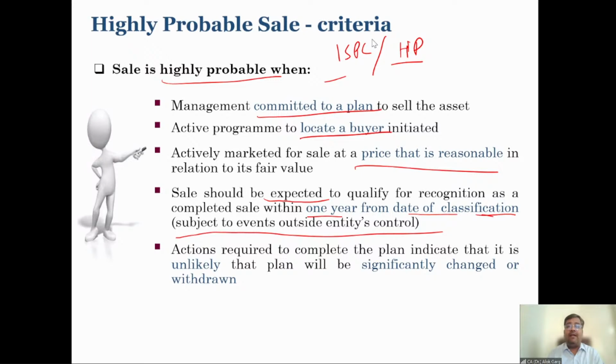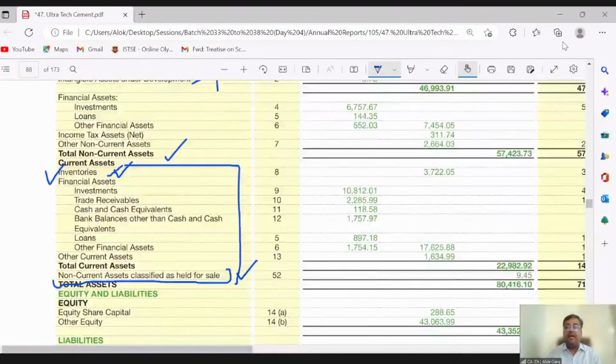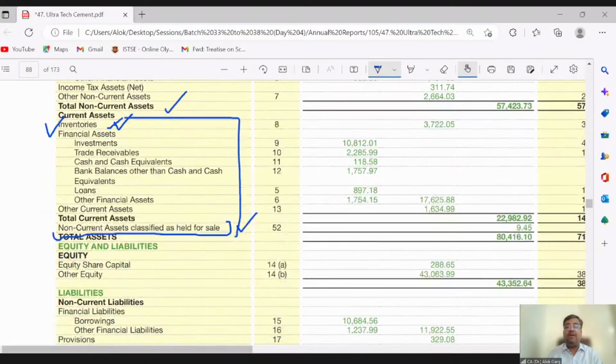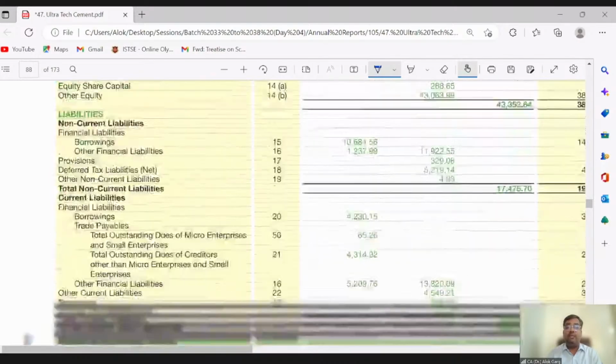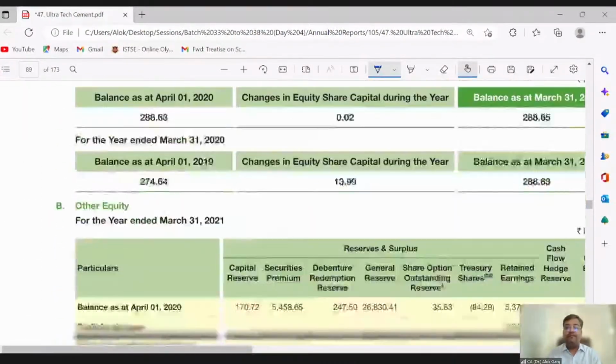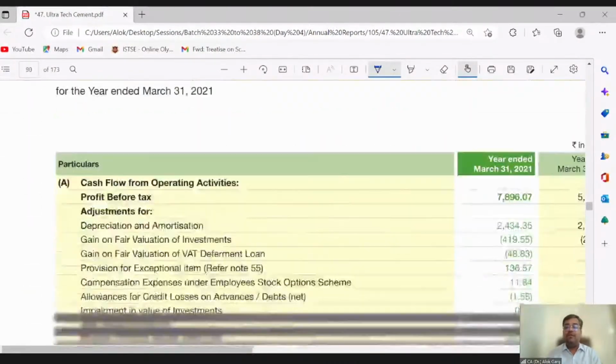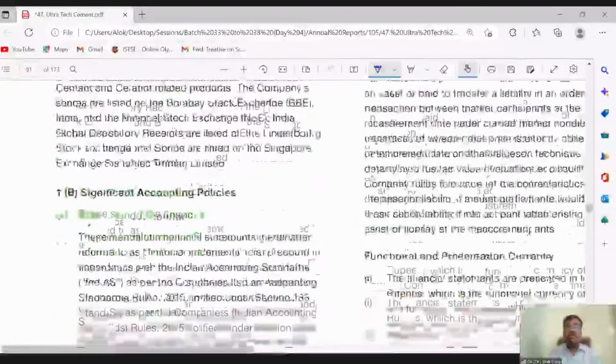And before moving into that, again, let me show you the Ultratech Cement balance sheet once again. Okay. And this time I'll go to the accounting policy of Ultratech Cement and note number 52 as well, right? So that you will have a better perspective on this.